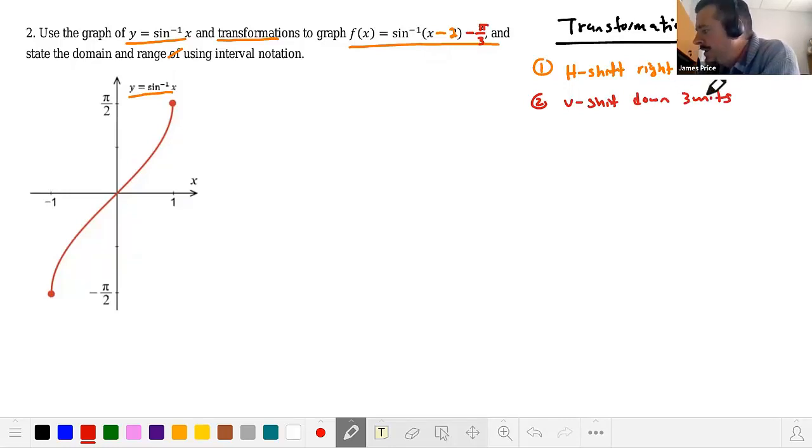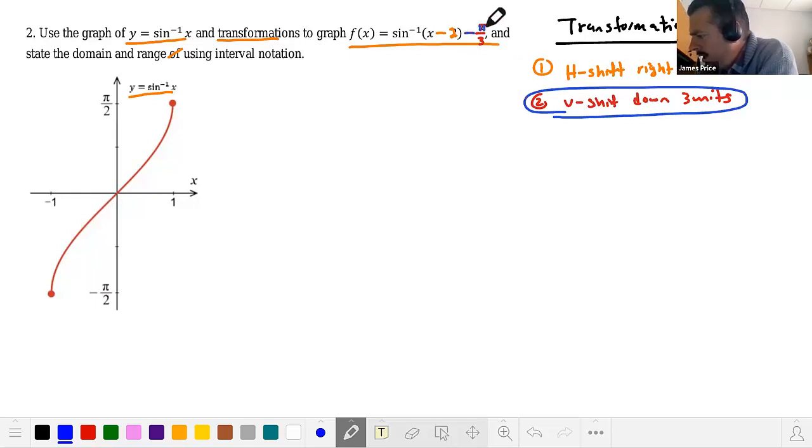And so let's do this. I might do this one in blue, guys, because the graph's given to me in red. So minus pi over 3. Let's just do one at a time. I'll use the graph that they gave me here, but I'll label the points. So this is the point 1, comma, pi over 2. And this is the point 0, comma 0. And this is the point -1, comma negative pi over 2.